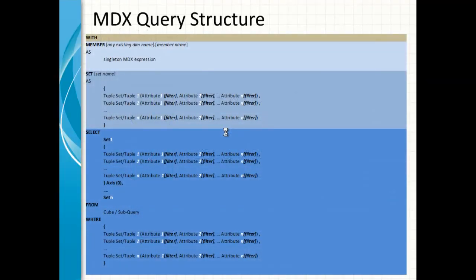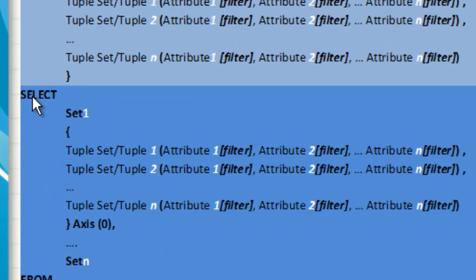Next, let's take a look at the high-level view of the MDX query structure. Not the syntax view, but something to provide a structural understanding of MDX queries. What you see on the screen right now, let's start from the select part of it. The select statement carries sets. Here you see it says set 1, which is defined on axis 0, and it can go on till set n. What is a set?